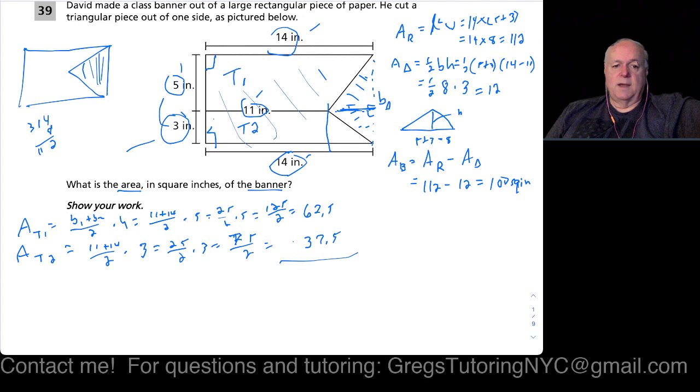So 5 plus 5 is 0. Carry my 1. 7, 8, 9 plus the 1 is 10, 0, 1, 6. 6, 7, 8, 9, 10. 10. Put my decimal point in there. We get the same thing back here.